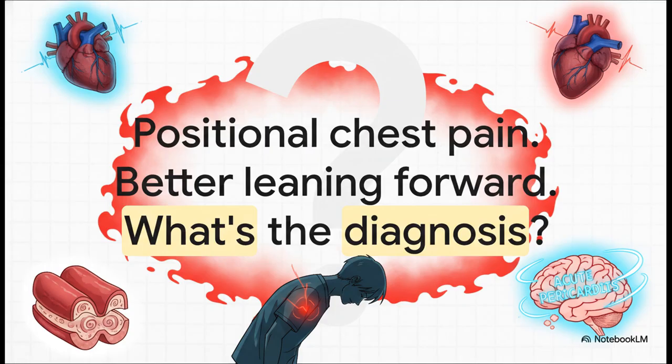Picture this. A patient walks in with sharp chest pain. They tell you it's awful when they lie down, but it gets a lot better when they sit up and lean forward. Right away, your brain should be firing, and one diagnosis should be jumping right to the top of your list. If you're thinking acute pericarditis, you are absolutely on the right track.